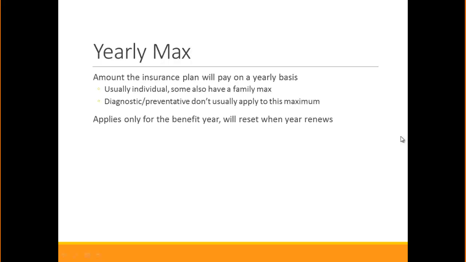Yearly max. Each plan has a yearly maximum that the insurance company will pay. This is usually an individual amount, but some also have a family amount. Diagnostic and preventative don't normally count towards this maximum, but it is something you want to check on when verifying insurance.